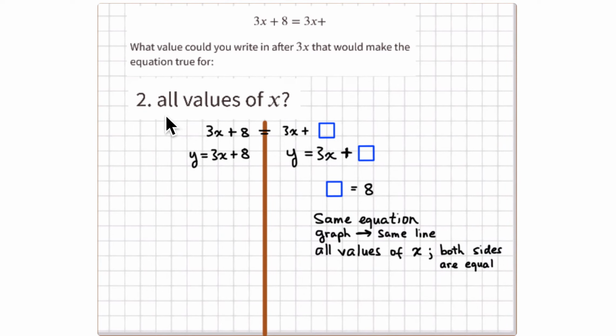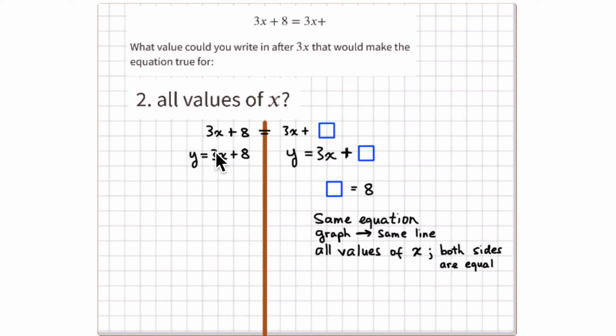The second example is when all values of x make this equation true. So that means that on this side you're going to have 3x plus 8, and on this side you're also going to have 3x plus 8. And so we could end there. Well, so we've made both sides the same. Well, what does it look like visually?